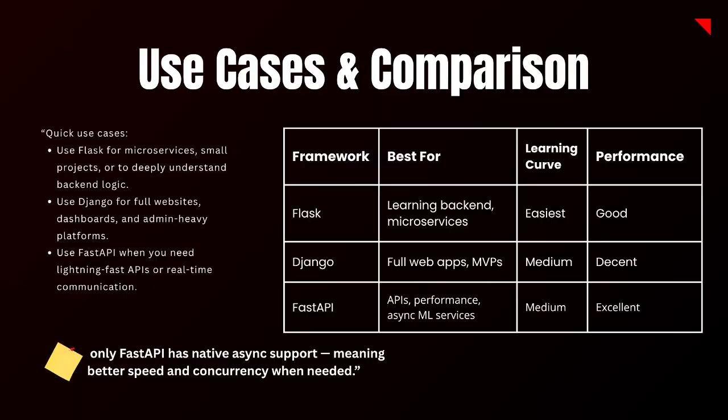Okay, so now that we know what they are, we want to look at some use cases of these frameworks. One mistake I see often is people using Django for everything just because it's popular. But imagine building a tiny microservice and wrestling with Django's full structure. That's not fun. Flask or FastAPI would be way lighter for that.